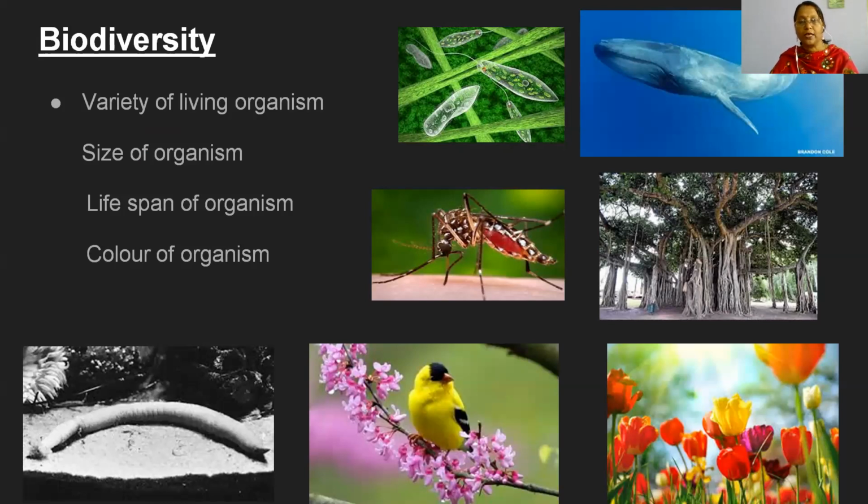You have also seen that some insects have a very short lifespan and they die within a few days, like mosquito, and some live for thousands of years, like pines, banyan, etc. You have seen that some organisms are colorless, like worms, whereas some are brightly colored, like birds and flowers. So you see that each organism is different from other organisms.